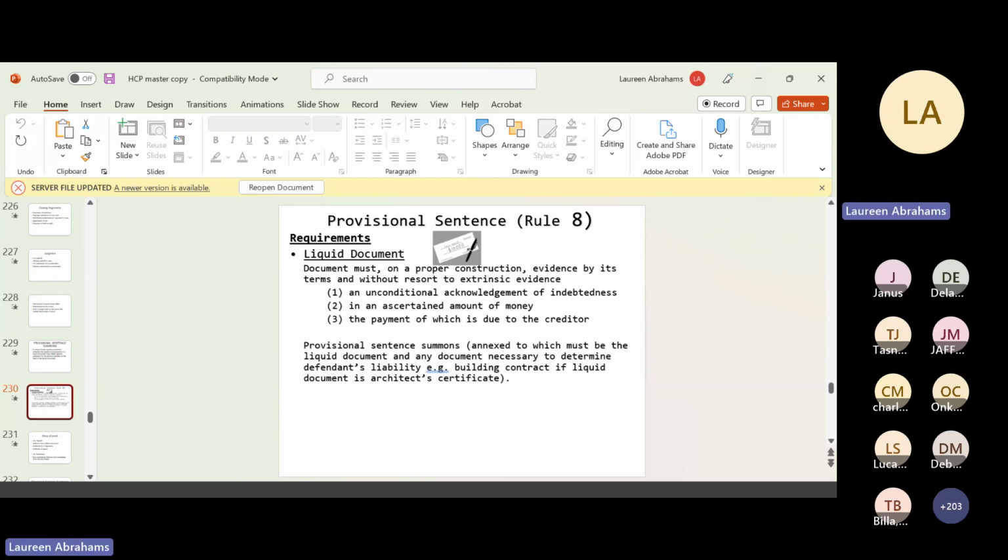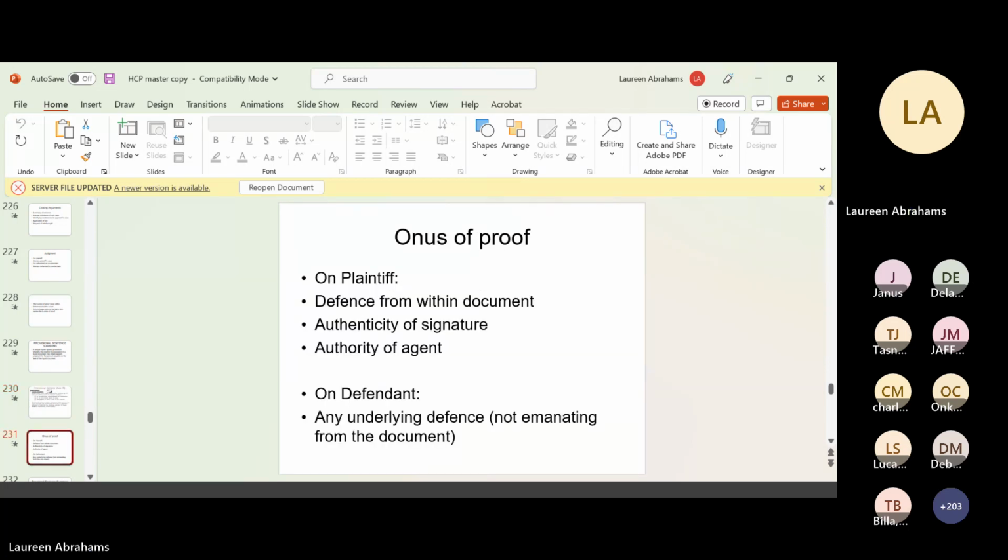Now, you use this, and here is where it gets interesting. The plaintiff who uses this procedure, if he has the liquid document, doesn't have to have anything else to prove their case. Right? And the onus of proof on the plaintiff is limited, because his case is from within the document. You said, pay me this money, but you didn't pay it. The signature is all that can be a dispute.